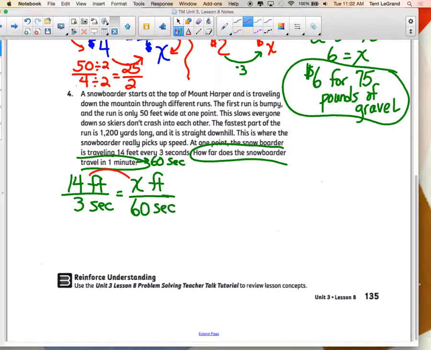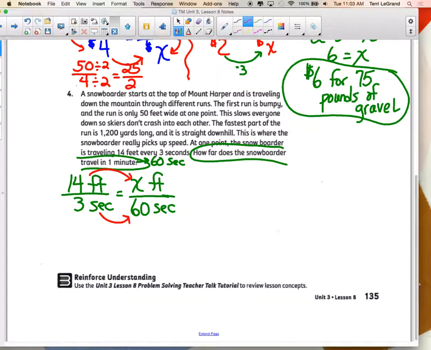Gotta go from 14 to X, 3 to 60. That friendly? Harley says no. 3 to 14 is friendlier? 3 times 4, what's 3 times 4? 12. Darn, I wish it was, but it isn't. Okay. So I'm thinking we might want to stick with this one because can we do any simplifying of 14 thirds even? No. So we're gonna have to make this work, folks.